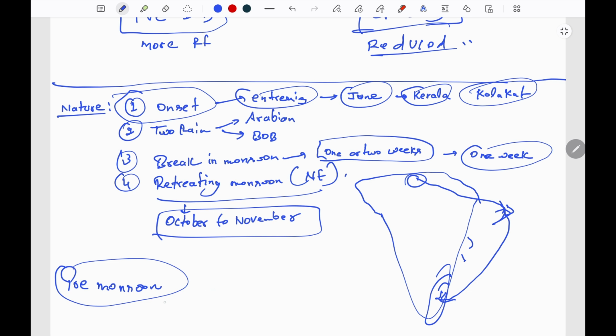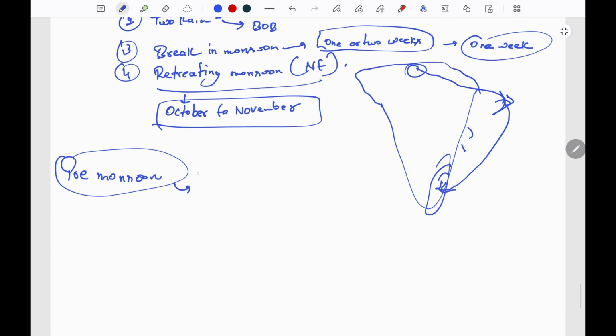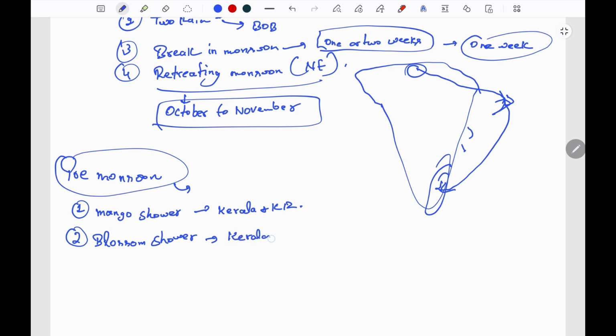that are known by different names. These are the rainfalls that occur before the monsoon arrives in India. Now these are known by different names, like mango shower in Kerala and Karnataka. Why? Because they are associated with the ripening of mangoes. Second one is blossom shower, which is also in Kerala and nearby regions.